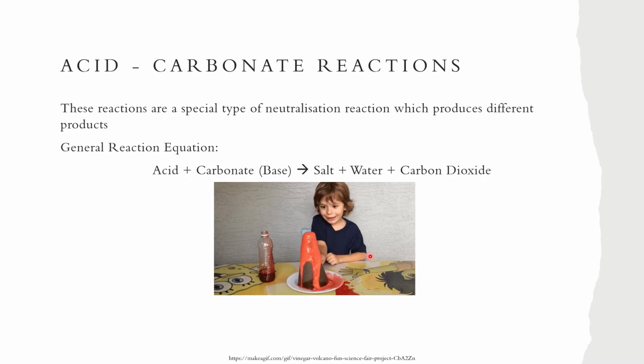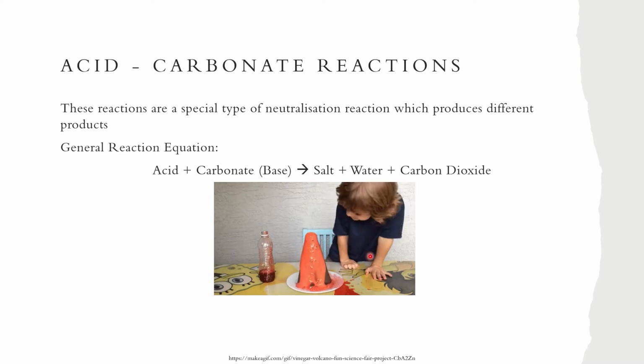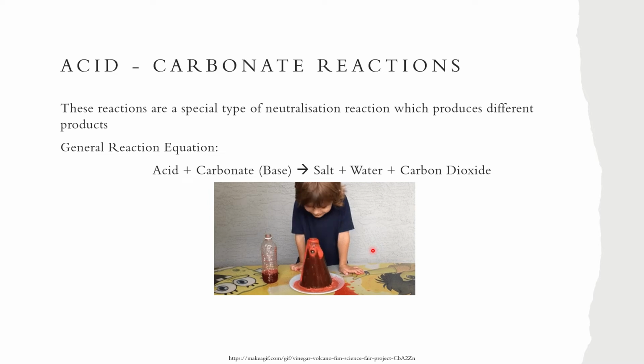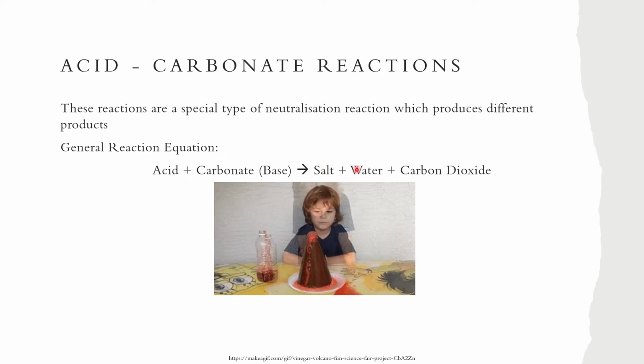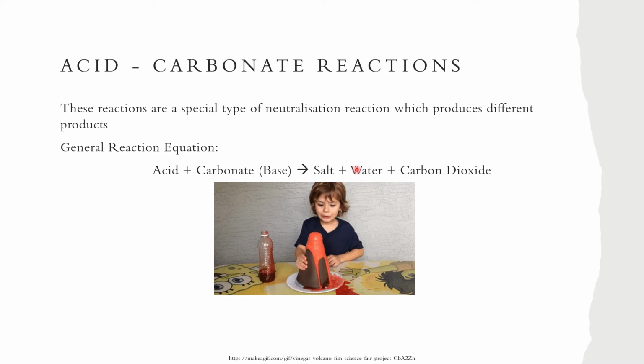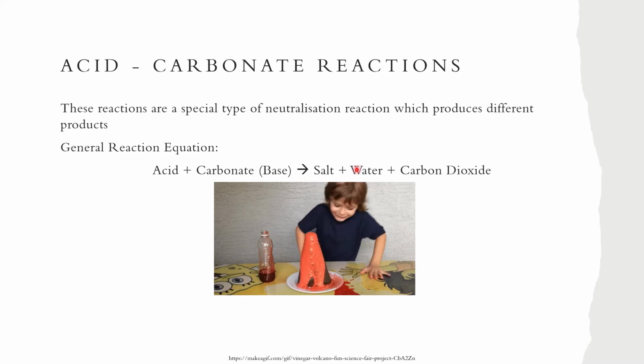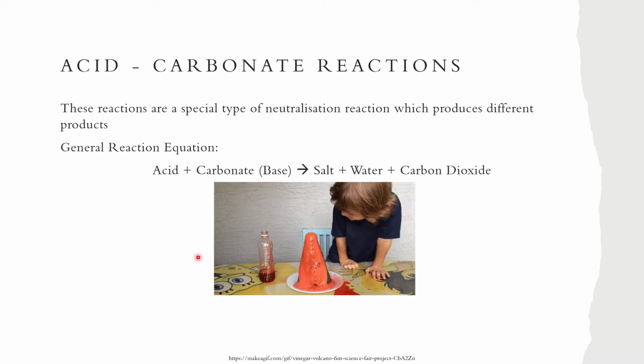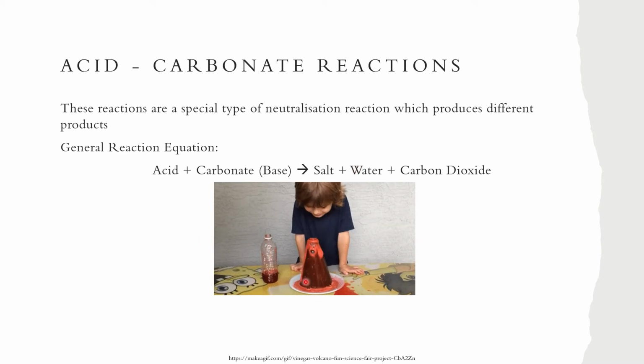When we start involving carbonates, a particular type of base in our acid-base reactions, we end up with a bit of a different general reaction equation here. It's an acid-carbonate reaction. So when we have a base that is a carbonate, we still form salt and water, but the carbonate component also lets off or releases carbon dioxide gas as a result. Really easy to see and observe. You definitely would have seen this reaction previously, at the very least when making a model volcano or something like that.